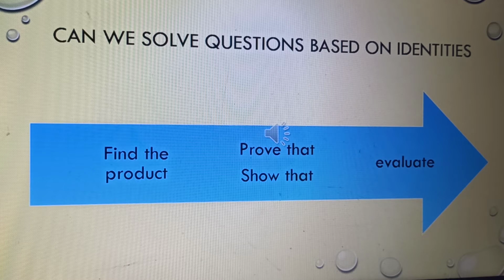Today we are going to discuss three types of problems. First one is how to find the product using identities. Second one is prove that or show that. Third one is evaluate. These three types of problems we are going to study today. Remaining problems we can study in another session.